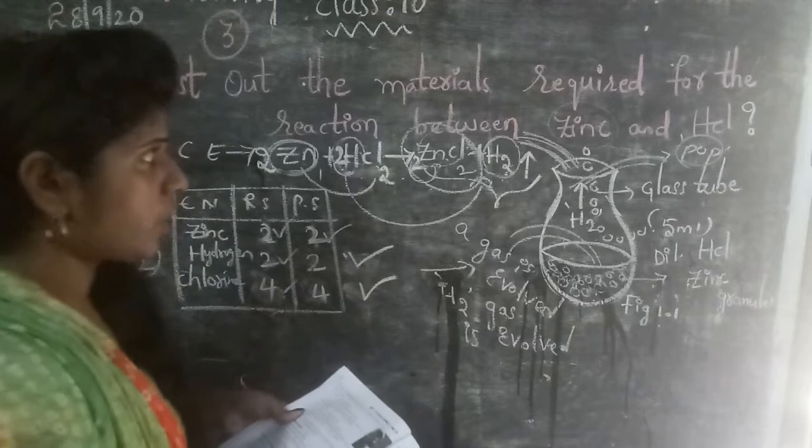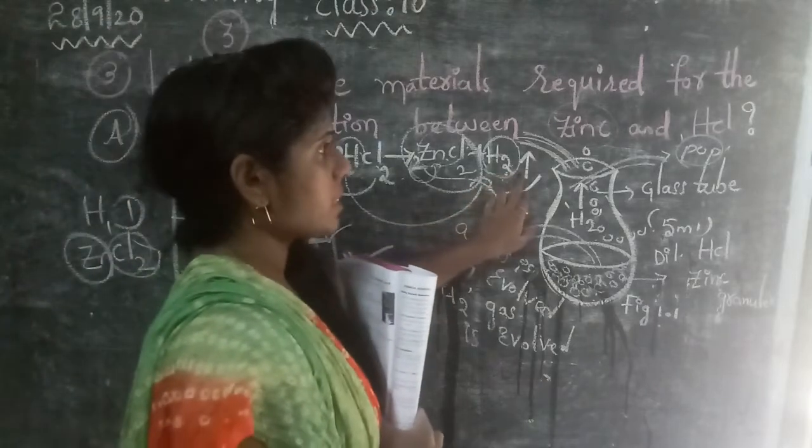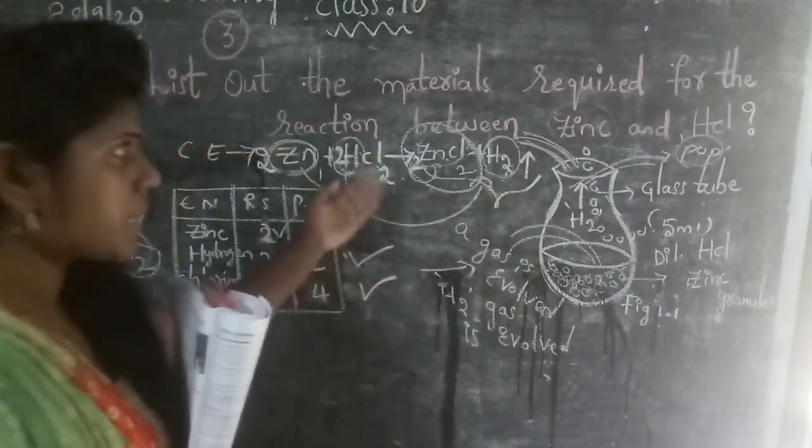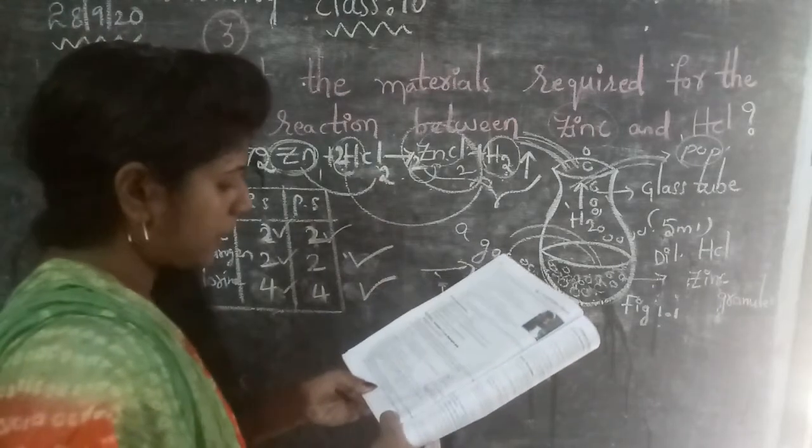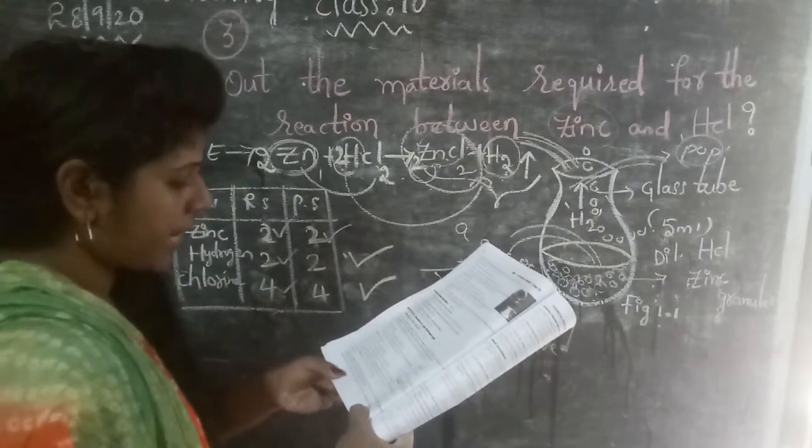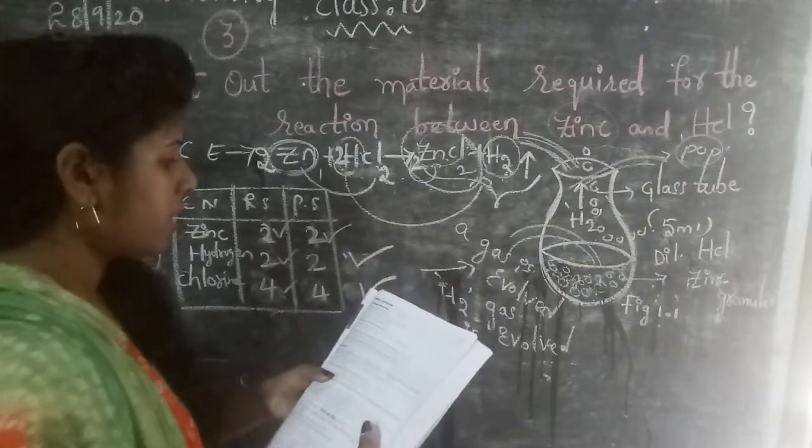Hydrogen gas is evolved. That is, the upward arrow mark indicates gas is released. This comes under exothermic reaction. Heat is liberated during this reaction. Therefore it is an exothermic reaction.